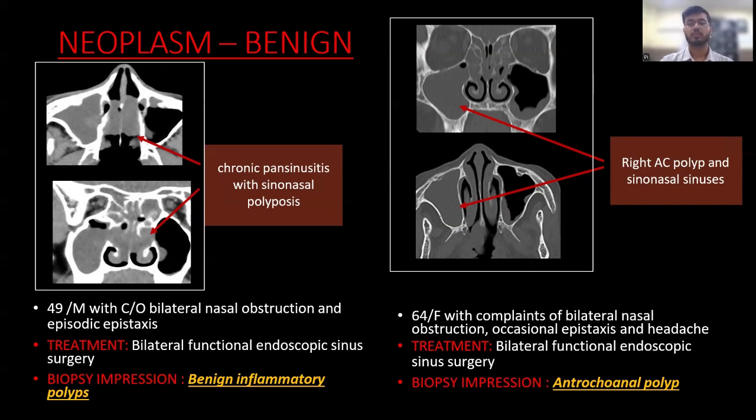Then a 64-year-old female with complaints of bilateral nasal obstruction, occasional epistaxis and headache. Biopsy impression came out to be antrochoanal polyp, and the treatment is bilateral functional endoscopic sinus surgery. So here we can see a right antrochoanal polyp in the sinonasal region. We can see opacification of the right maxillary sinus.